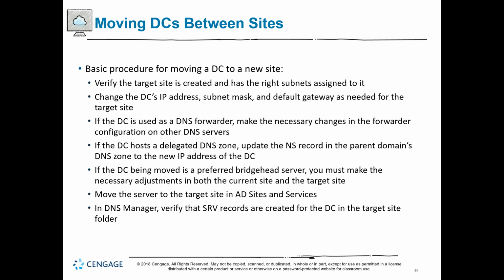Basic procedure for moving a DC to a new site. Verify the target site is created and has the right subnet assigned to it. Change the DC's IP address, subnet mask, and default gateway as needed for the target site. If the DC is used as a DNS forwarder, make the necessary changes in the forwarder configuration on other DNS servers. If the DC hosts a delegated DNS zone, update the NS record in the parent domain's DNS zone to the new IP address of the DC. If the DC being moved is a preferred bridgehead server, you must make the necessary adjustments in both the current site and target site. Move the server to the target site in Active Directory Sites and Services.